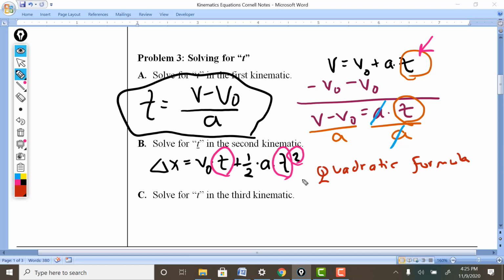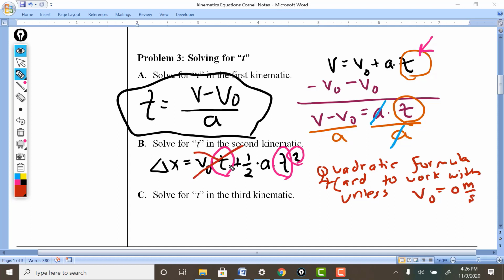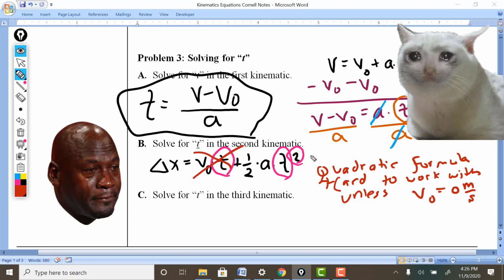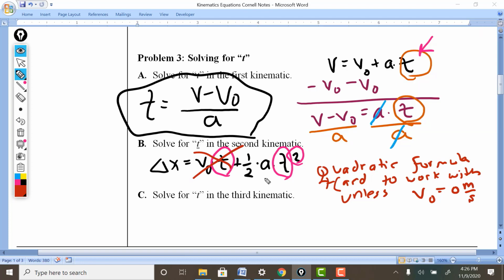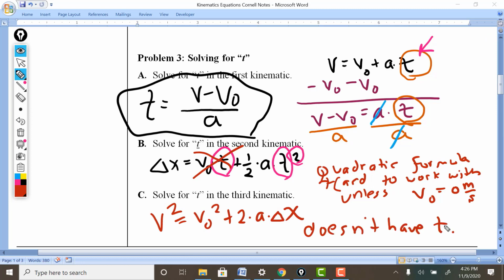We will, however, work with these equations, okay? We will only do special cases, but this is hard to work with. If v naught is 0, this whole term cancels out, and then it's easy to rearrange it, okay? Part C: Solve the third kinematic for t. It doesn't have t, so we're done.